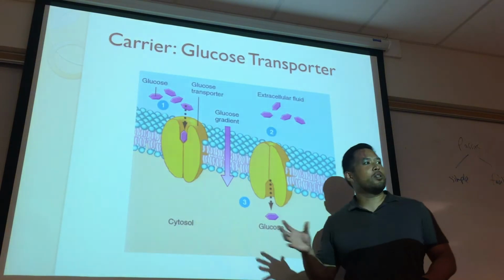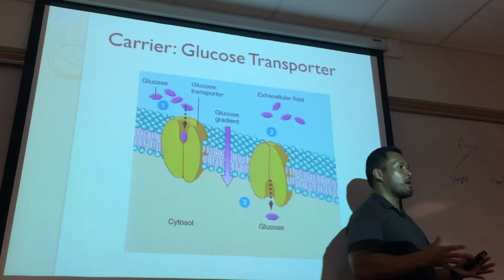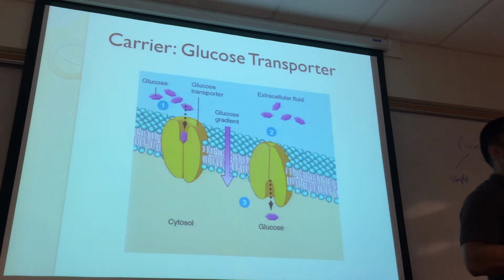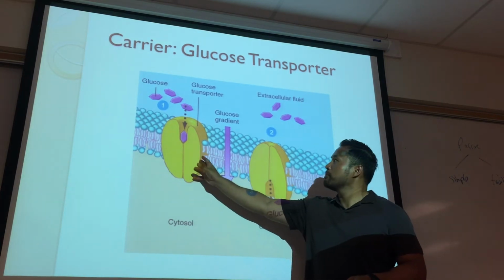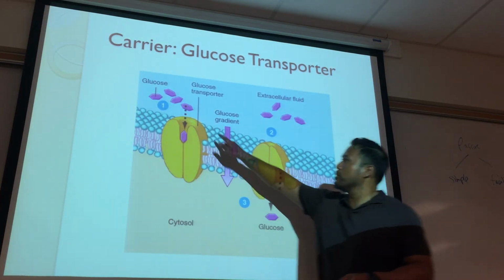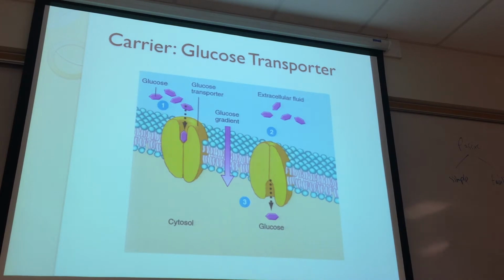In order to get glucose into the cell, it's a large molecule. Now, it tends to be polar, so it can't move across the phospholipid membrane on its own. So this transporter allows glucose. Remember, glucose is high on the outside, and we need to get it into the cell in order to generate ATP. If you're wondering how, we'll talk about that on Thursday. We need to get glucose into the cell.